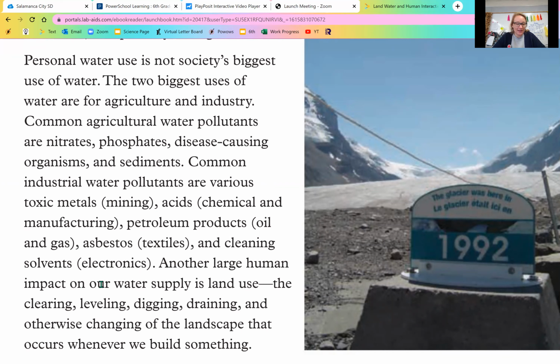Another large human impact on our water supply is land use. The clearing, leveling, digging, draining, and otherwise changing of the landscape that occurs when we build something. So just think back to that example from our Boomtown example of where to build the school. And we saw the wetlands change to a lake where the birds lived, to a development with a bunch of houses that turned into a neighborhood. Think of how much that changed the land.